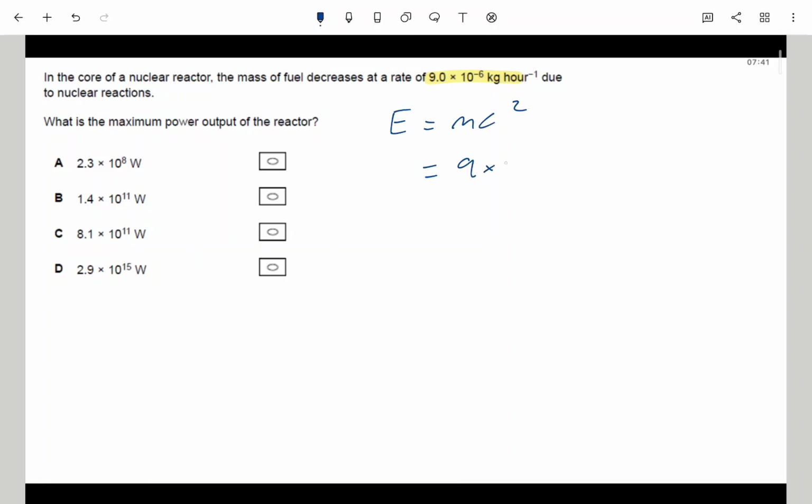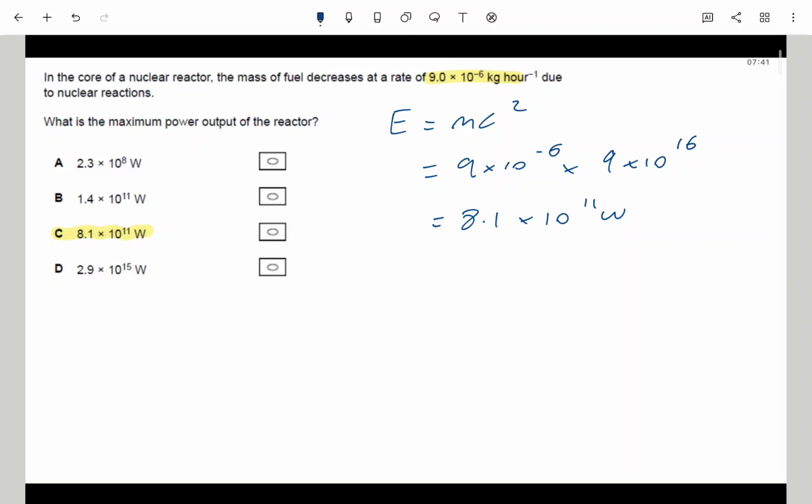So 9 times 10 to the minus 6 multiplied by 9 times 10 to the 16. Watch me get it wrong now. I put it in my calculator wrong. So 9 times 10 to the minus 6. So 8.1 times 10 to the 11. And what you might notice here is this one. Distractor answer. Yeah, don't fall for that.